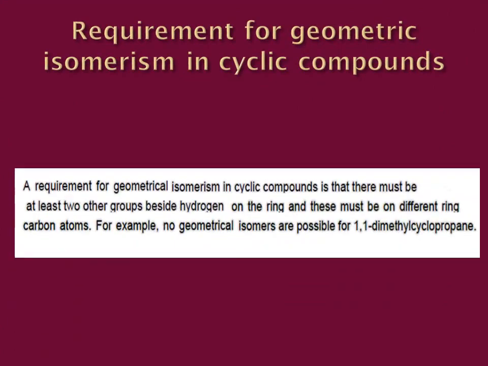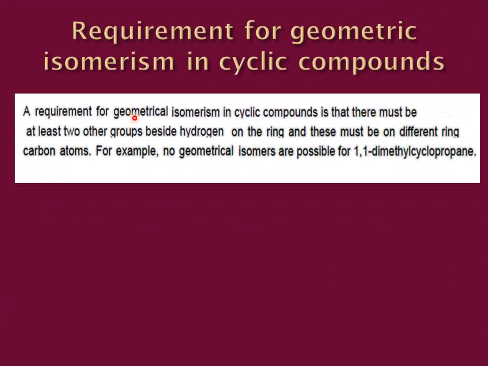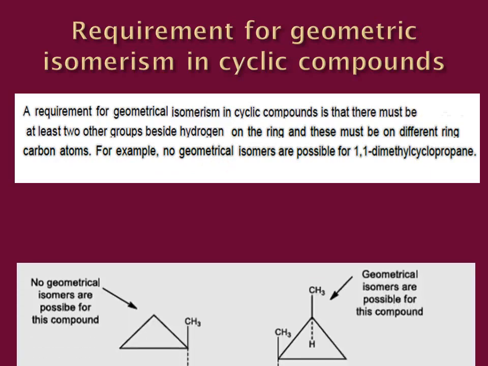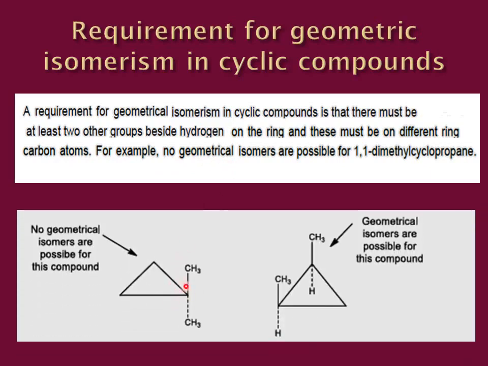For example, no geometrical isomers are possible in 1,1-dimethyl cyclopropane. Why? Because on these carbon atoms there are two identical hydrogen atoms, and on this carbon atom there are two identical methyl groups above the ring and below the ring. So we cannot identify it as cis or trans isomers because of the presence of identical groups on the same sides of the ring.